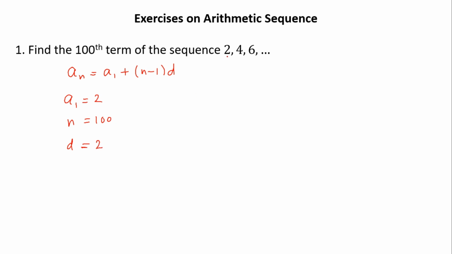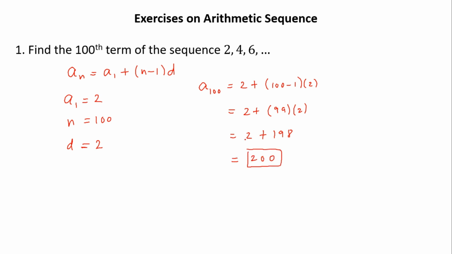So just subtract the first term from the second term, or subtract the second term from the third term. Let's plug in these values to find a sub 100. So a sub 100 equals 2 plus 100 minus 1 times the common difference 2. So we have 2 plus 99 times 2. So we have 2 plus 198, which is equal to 200. So the 100th term for this sequence is 200.